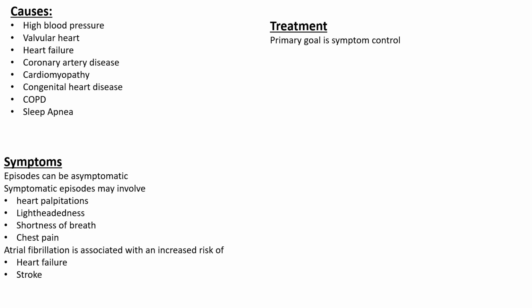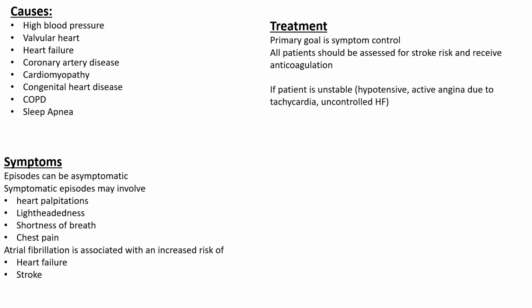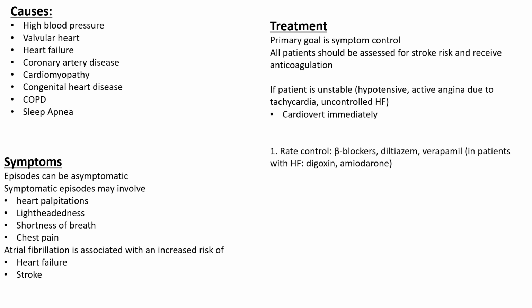The primary goal to treat atrial fibrillation is to control the symptoms. All patients should be evaluated for stroke risk and receive anticoagulation. If patient is unstable, such as patient has hypotension, angina, or uncontrolled heart failure, then there is a need to do immediate cardioversion. If patient is stable, then there is a need to control rate by giving beta blocker and calcium channel blockers such as diltiazem or verapamil.